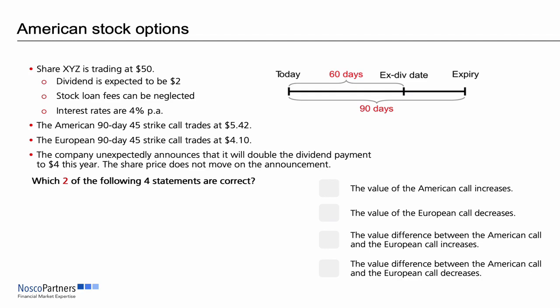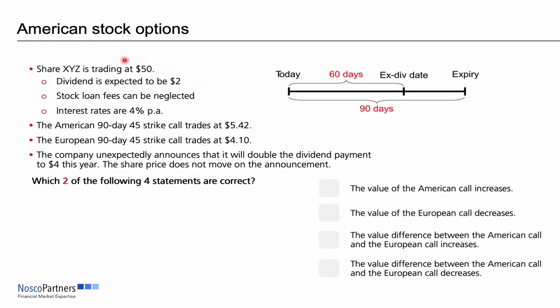Now, usually if you see a question like that, you're a little bit puzzled, and the same happens to me. So we have to carefully analyze the situation. First, forget about the dividend that is now announced to be $4. Let's first look at the situation that is described here. These values were all under the assumption that the dividend is $2.